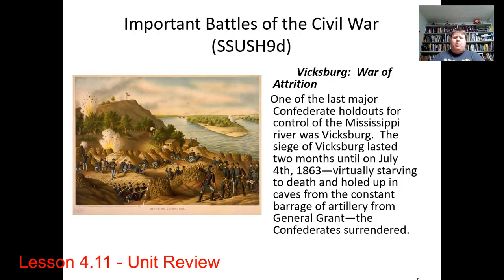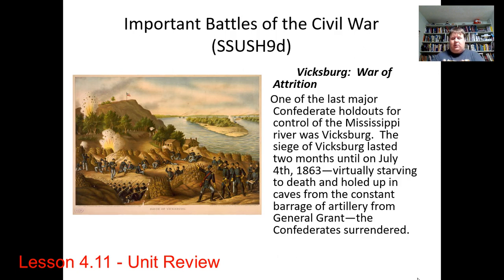Some of the important battles of the Civil War: Fort Sumter is where the first shots were fired. Remember SAVGA? Looks like Savannah, Georgia. S is Fort Sumter. A is Antietam. Antietam is the bloodiest single-day battle. Vicksburg is what we're talking about right here.